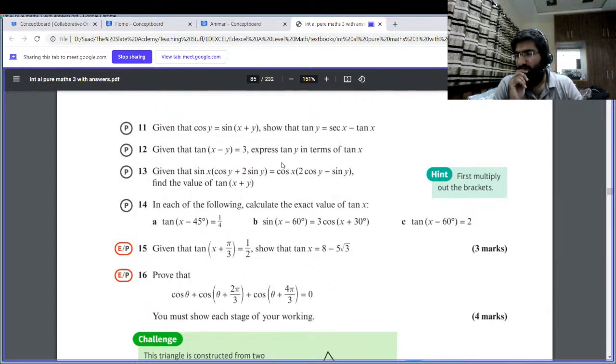What date is it today? Islamic calendar? 25th. I don't know.